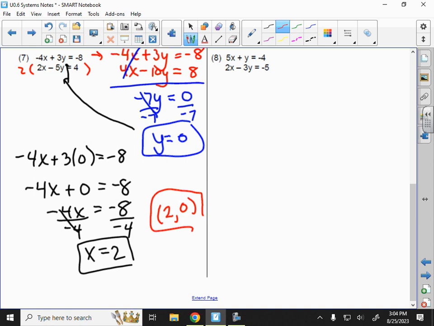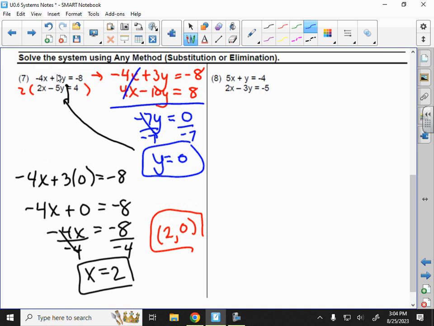And then the last one, number 8. This one, again, you could use elimination or substitution. Let's use substitution just because I can see one of the y's has a 1 in front. And so I want to get y by itself. To do that, I would have to subtract 5x over. So if I subtract 5x over, I get negative 5x minus 4. Now I can take negative 5x minus 4 and substitute in for y in the bottom equation.